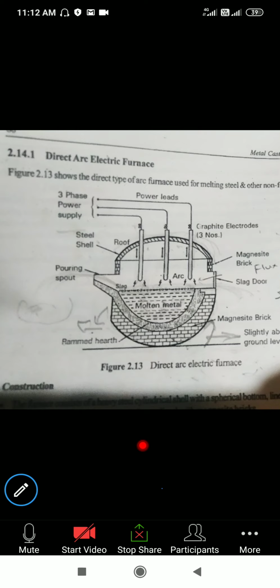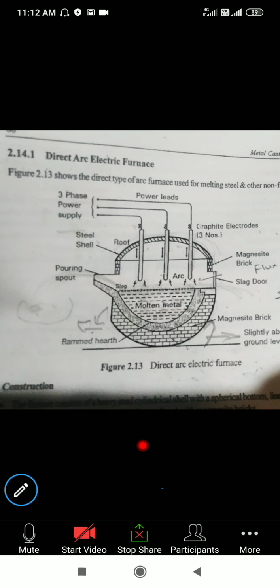So, dear students, as per the demands regarding the doubts, the electrical resistance furnaces have to be discussed. This is a revision class. Almost all the 5 modules of your syllabus, Metal Casting and Welding Process subject, we have covered.